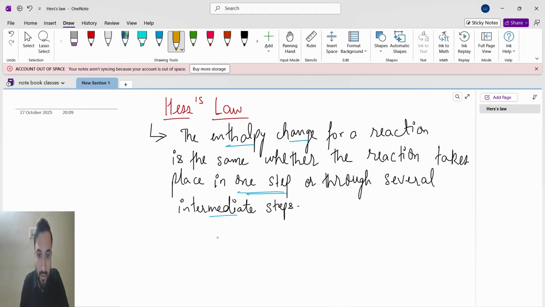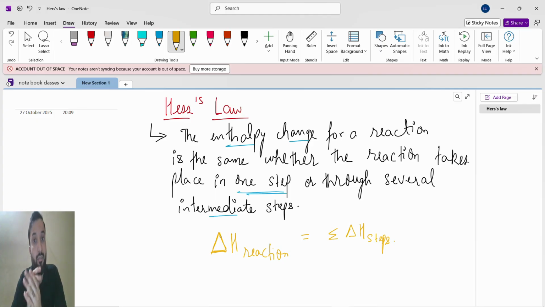The enthalpy change for a reaction equals the summation of the enthalpy changes of the steps. This means what? We know that delta means what? Any delta. If I write any delta, it is a state function. It is not a path function.